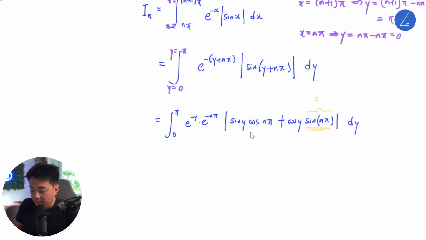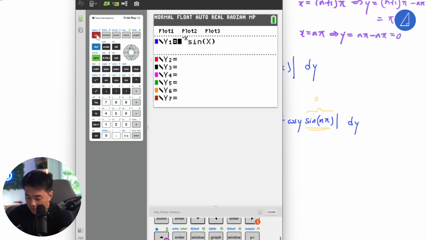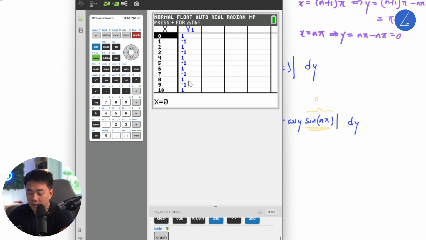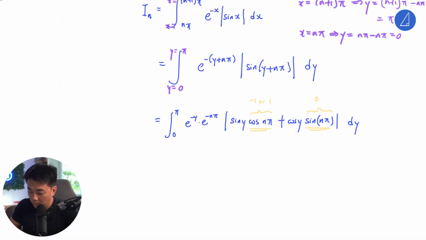Cosine of a multiple of pi will depend on whether it is negative or positive. It doesn't matter, so this is either -1 or +1. Key it in the calculator, like the table of values here. Let's say cosine n pi, you go to the table and you have 1 and -1. So it really doesn't matter, because when we take the modulus, you'll be happy.